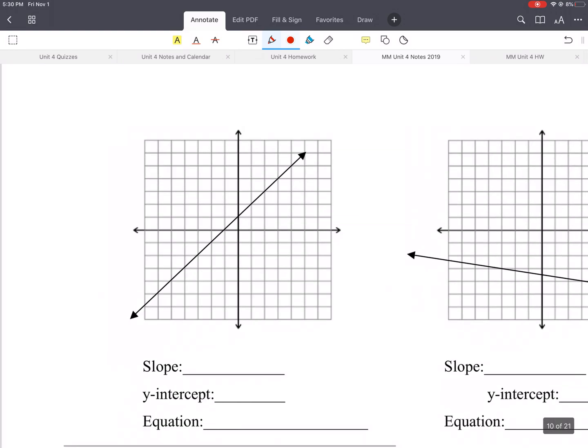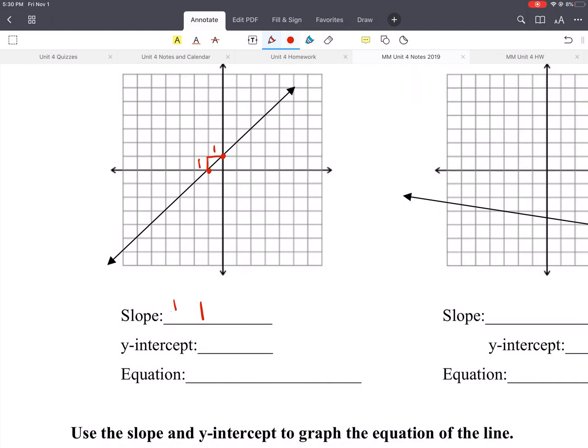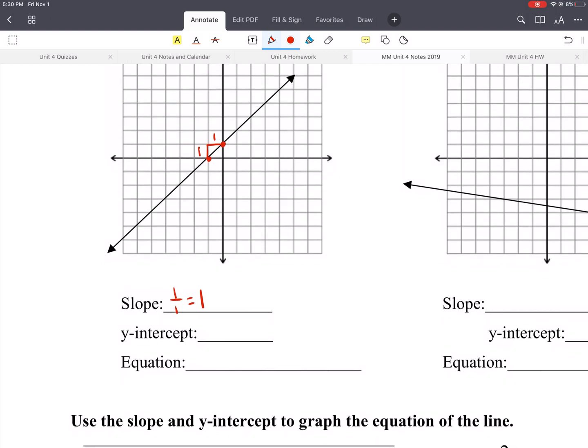Okay, here's another example. Here's a good point, here's a good point. Rise over run would be 1 over 1, which would just be 1. Okay. And the y-intercept would be 0, comma 1. Remember, when we're doing ordered pairs, it's always x, comma y. This is your x, should be 0. And our y would be at 1. Okay, our equation would be y equals 1x, which is just x. 1 times x is x. And then plus 1.